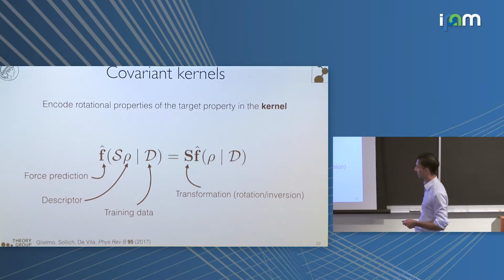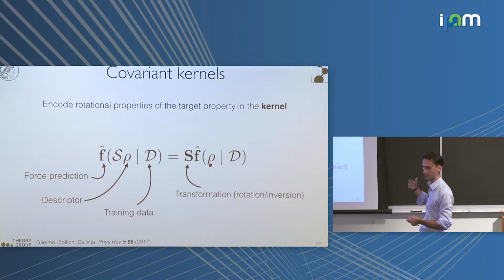So I'm going to apply a rotation S, and what I want to enforce is that this be equal to my prediction on the non-rotated sample, the original sample, but then I apply the rotation onto the prediction of this dipole moment. Because I told you the target property rotates with the sample, so it doesn't matter if I rotate the sample and then make the prediction, or if I make the prediction and then rotate it. And that's the condition I want to enforce.